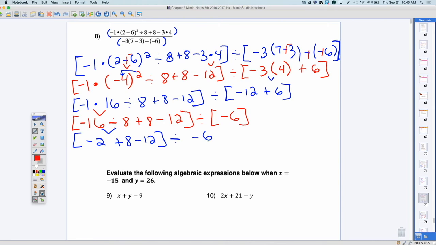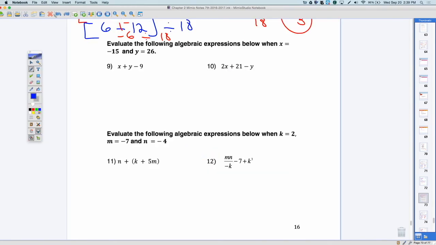On the left-hand side, we have to do -2 plus the 8. That gives us 6 minus 12. Change subtraction to add in the opposite. Bring down the right side. And then 6 plus a -12 gives us -6 divided by -6, which is equal to 1.